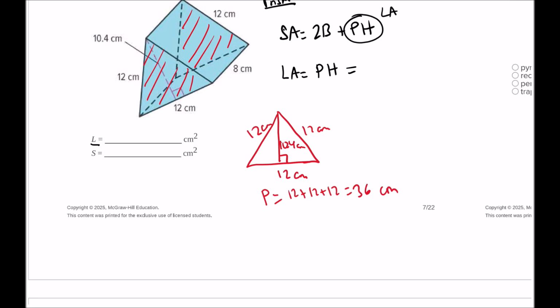Now the capital H is the height of the prism itself, which is what gives it 3D. So the height of the prism is this capital H. So we have 36 times capital H, which is 8. Let's do that real quick. 36 times 8 is 288. So this is 288 centimeters squared.